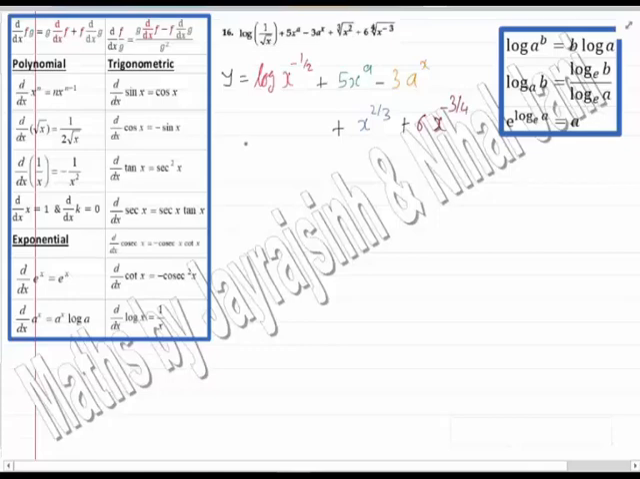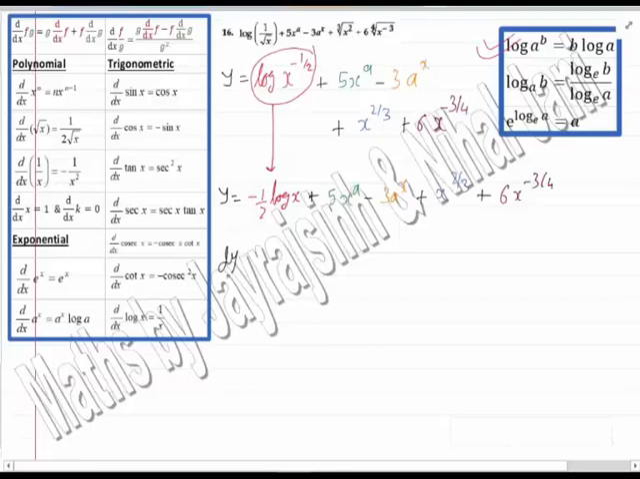Now before we apply differentiation, we have to simplify the first term, because we have log x raised to minus 1 by 2. So using the first property shown here, it will be minus 1 by 2 log x. The rest of the terms will be as they are. So we are ready to apply the differentiation, right? Let's differentiate one by one with respect to x.